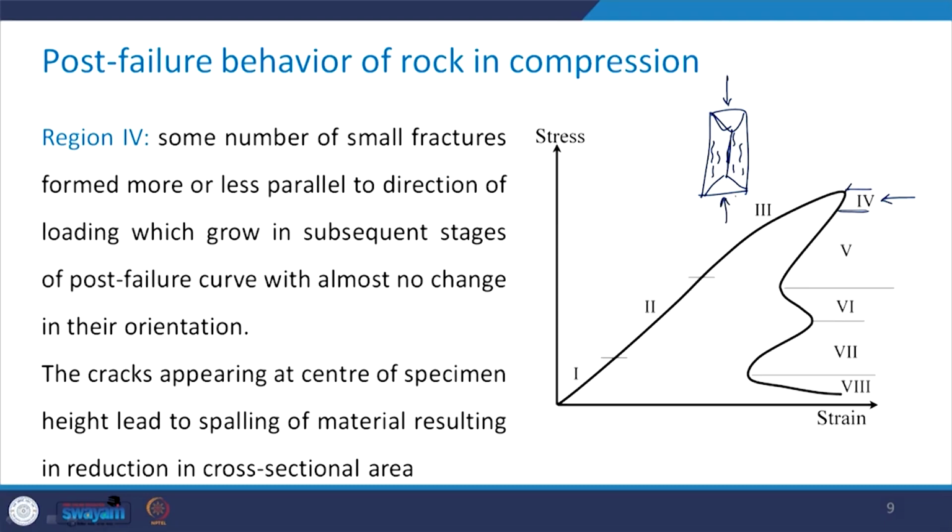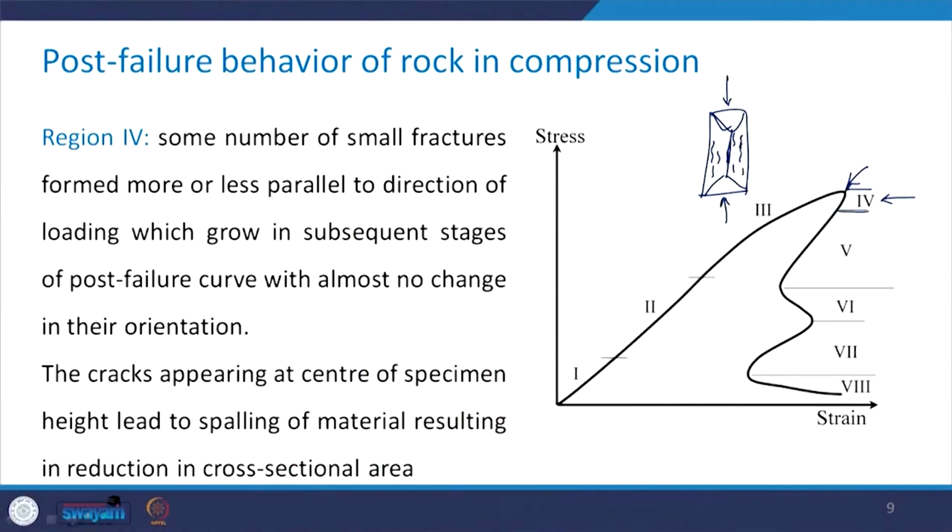Now, what happens post failure, immediately after the peak occurs here? They increase their length, or they just propagate, they grow in this direction only without changing their orientation. So, that is what happens in zone 4 or region 4.